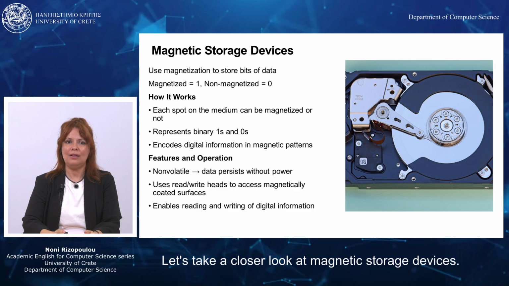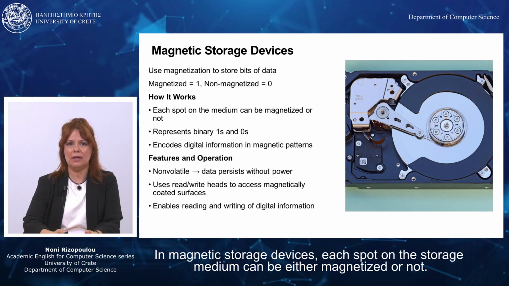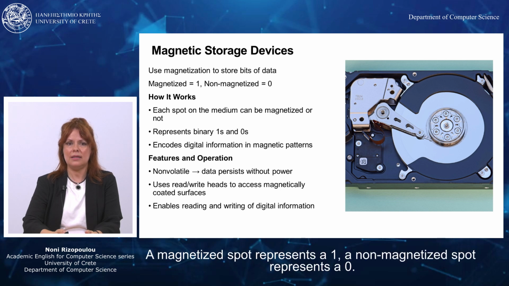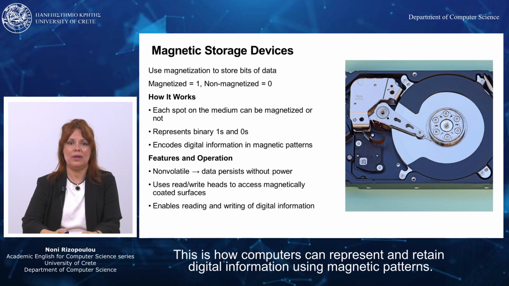Let's take a closer look at magnetic storage devices. These devices use magnetization to store bits of data. In a magnetic storage device, each spot on the storage medium can be either magnetized or not. A magnetized spot represents a 1, a non-magnetized spot represents a 0. This is how computers can represent and retain digital information using magnetic patterns.